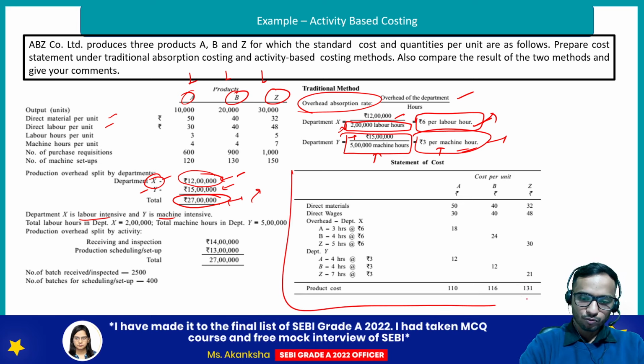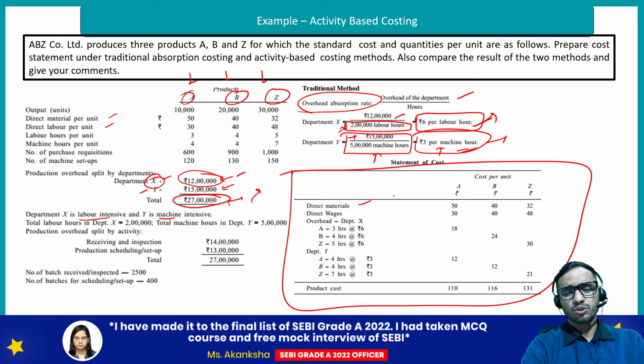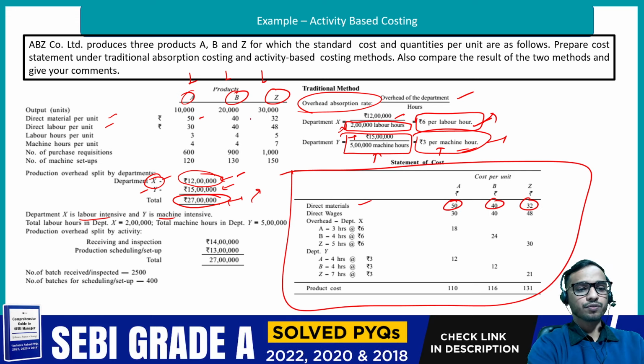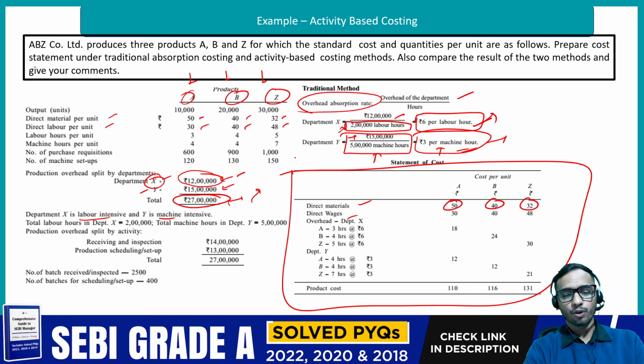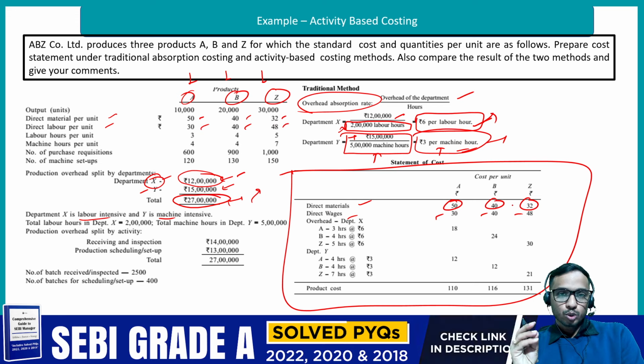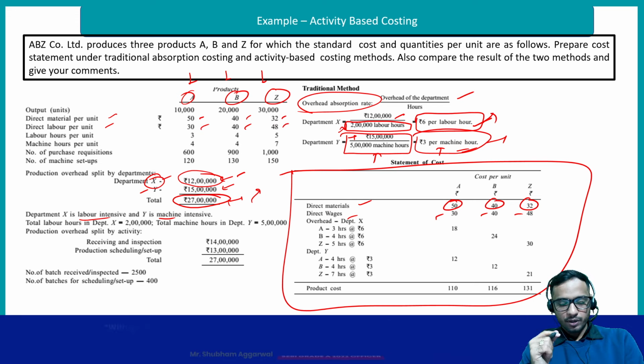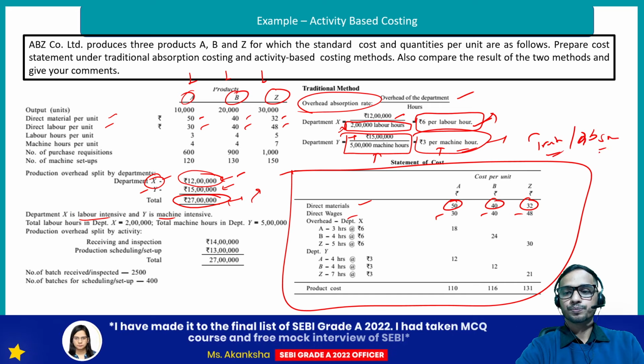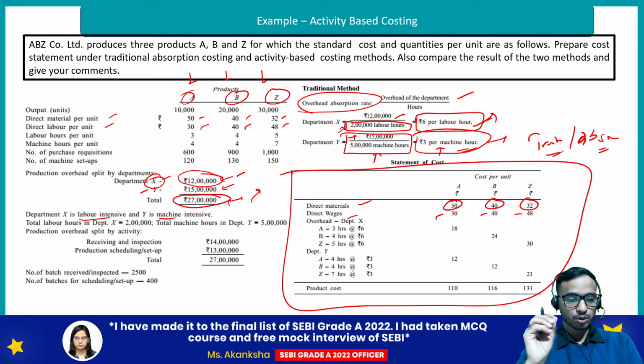Now we have the statement of cost. You know that material is directly given to you per unit, that is 50, 40 and 32. Now you have direct wages given to you directly, that is 30, 40 and 48, easy enough. Now comes the overhead part. So for overhead we have different departments. See, we are using the traditional method right now. We are using the absorption approach to absorb the overhead into the goods cost, right?